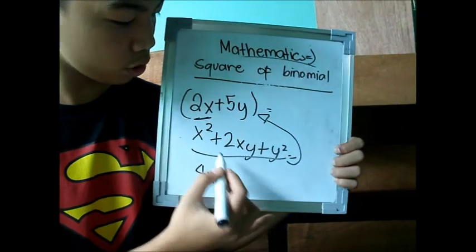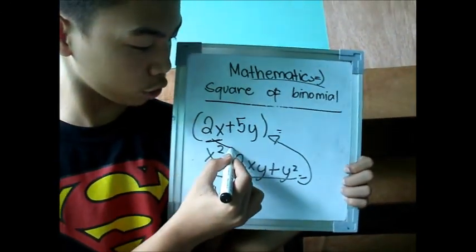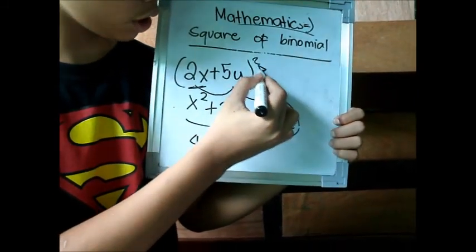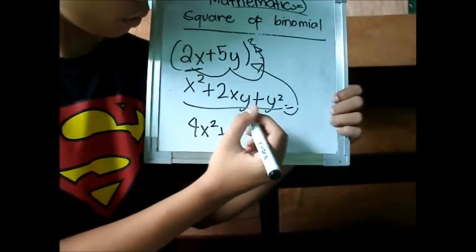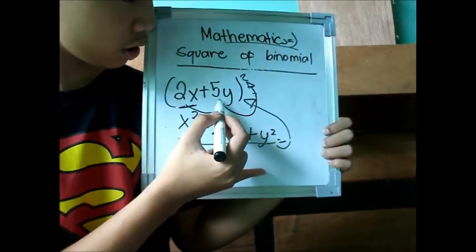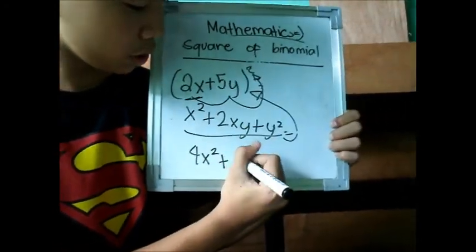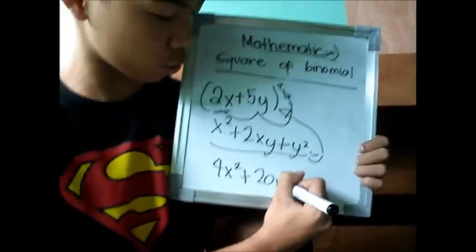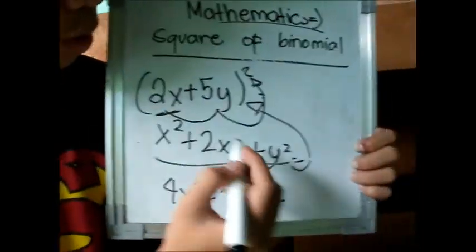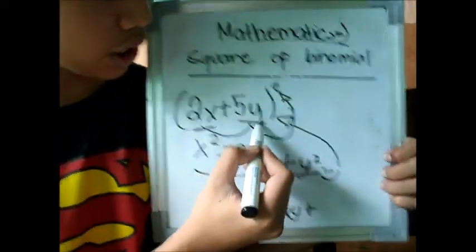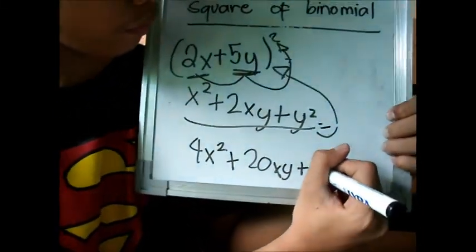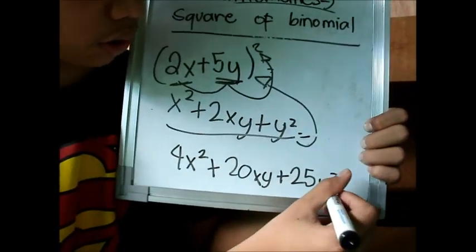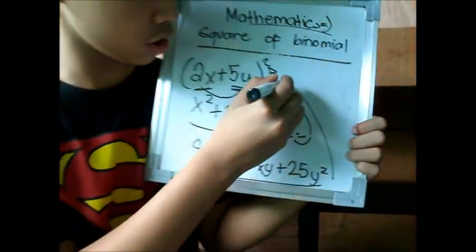Then the second thing you will do is multiply the first term to the second term and multiply it by the exponent. So the answer will be 2 times 5 is 10, times 2 it will be 20. So the answer will be 20xy. And the last thing you will do is square the last term. So the answer will be 25y squared. So this is the answer to this equation.